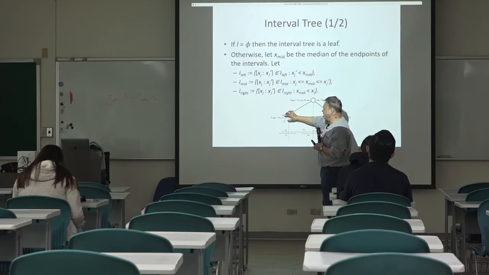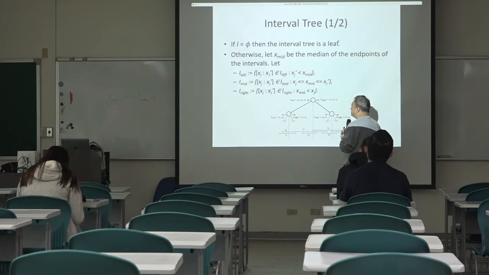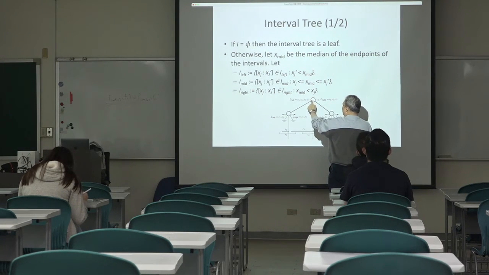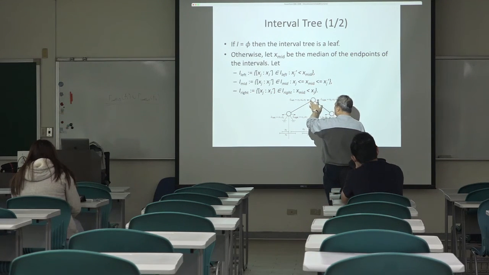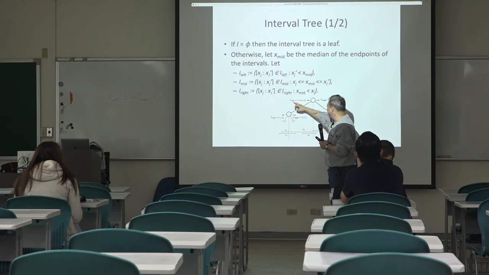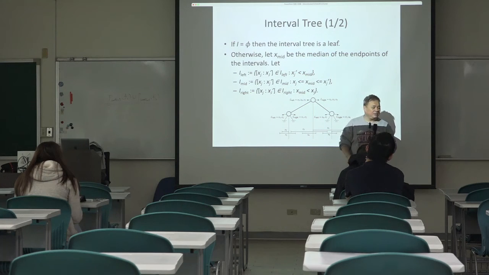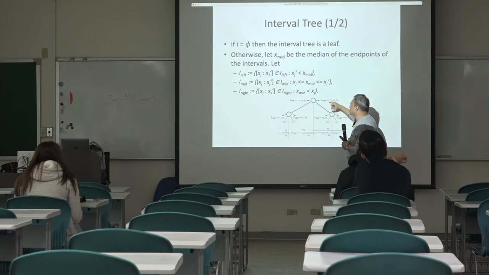The left subtree is the I left. The right subtree is I right. Here, in the root, because the root may store more than one segment, we will further store these segments in two lists, L left and L right. In L left, the segments will be sorted according to their left endpoints. In L right, the same set of segments will be sorted according to their right endpoints.